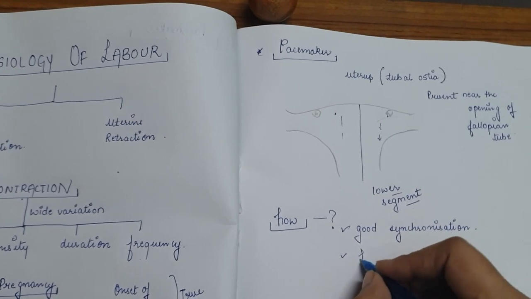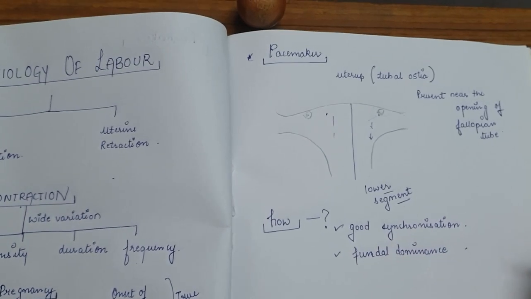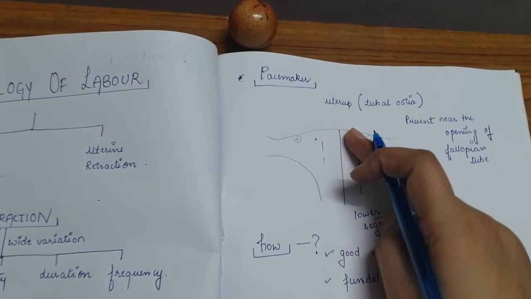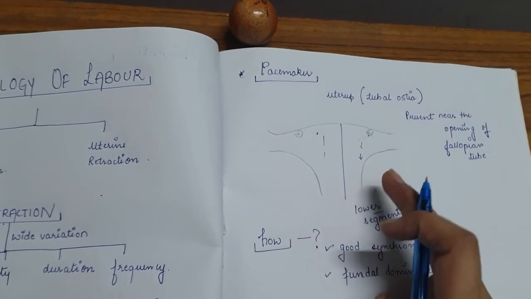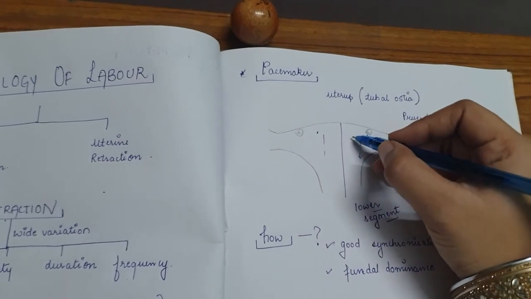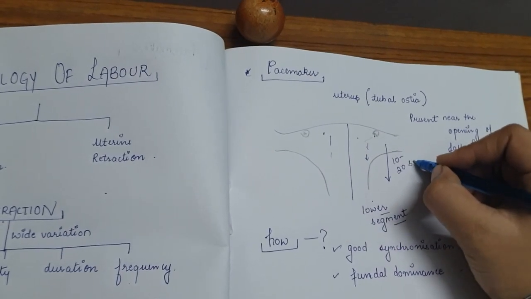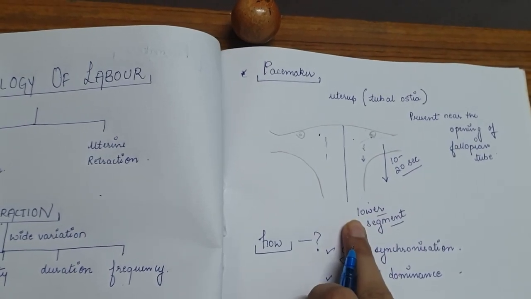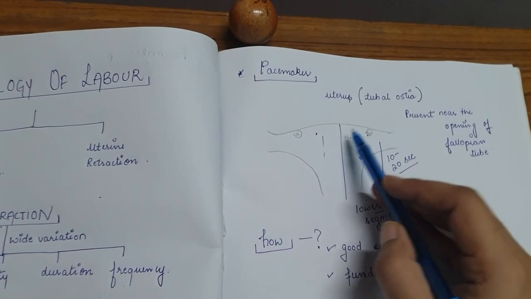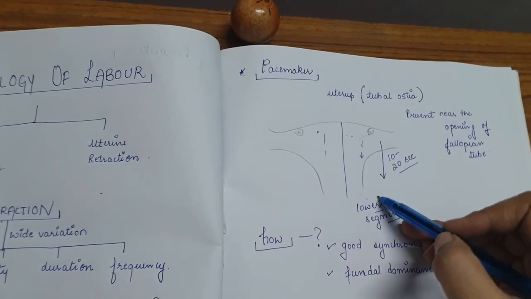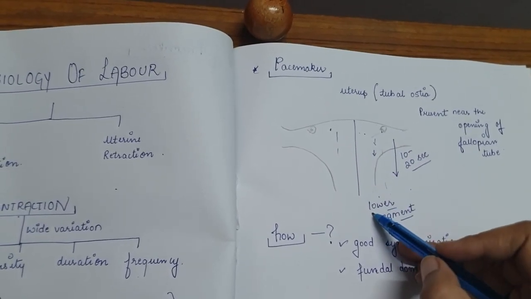And the next point is fundal dominance. When the contraction starts from the fundal part and moves downward, it starts diminishing, meaning the contractions are stronger in the fundal region, that is the upper segment, as compared to the lower segment, and it takes 10 to 20 seconds to spread downwards to the lower segment. The contraction waves are stronger in the fundal area and remain longer as compared to the lower segment, and these waves start diminishing or become less effective in the lower segment.